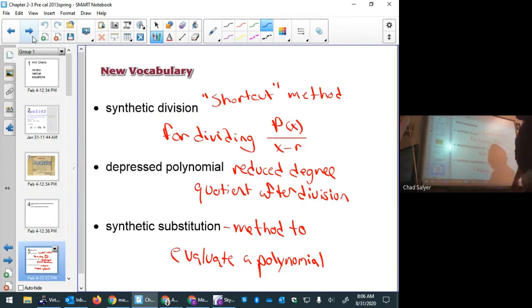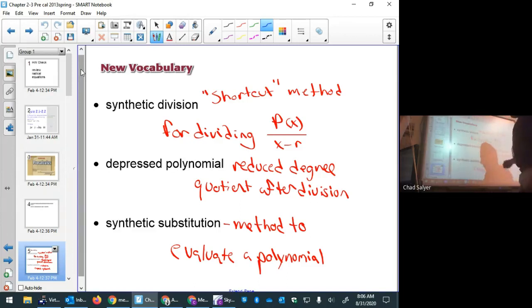So here are some definitions. First of all, the synthetic division technique is sort of a shortcut method for dividing any polynomial by a linear divisor. So the key here, you see the divisor is x minus r. The divisor must be linear for synthetic division to work. It must have degree 1, in other words, 1 being the highest power of x for the denominator. That's to use synthetic division.